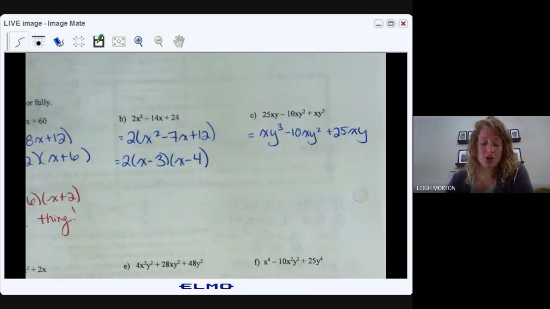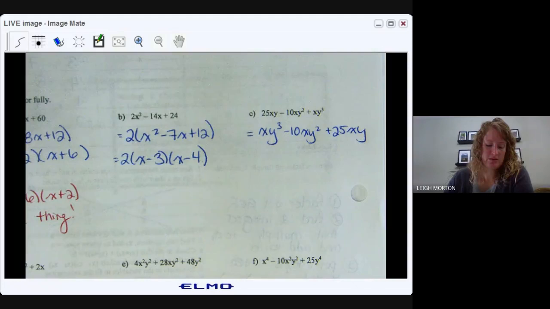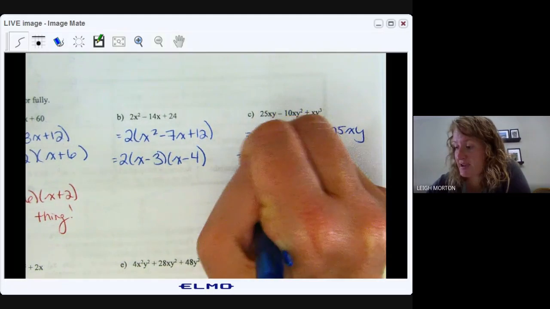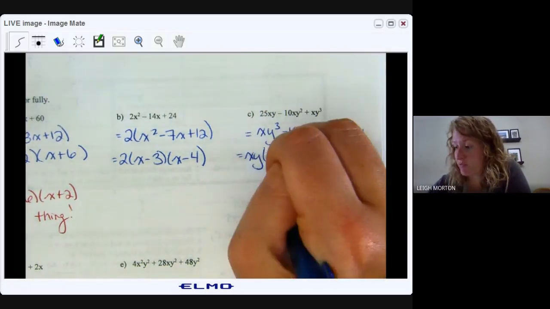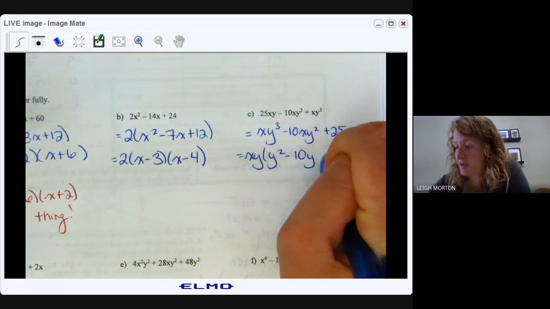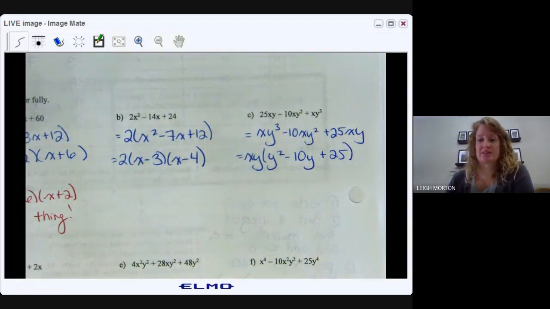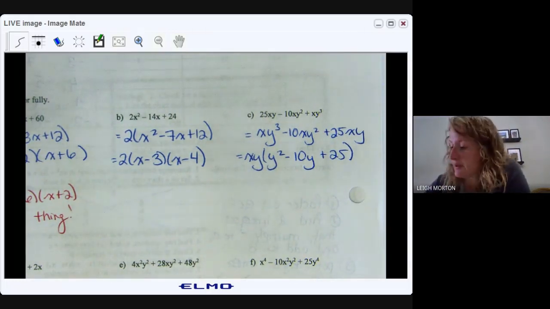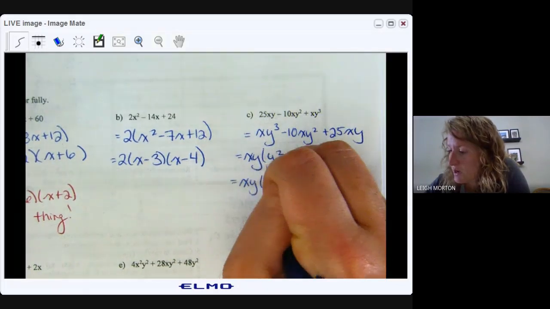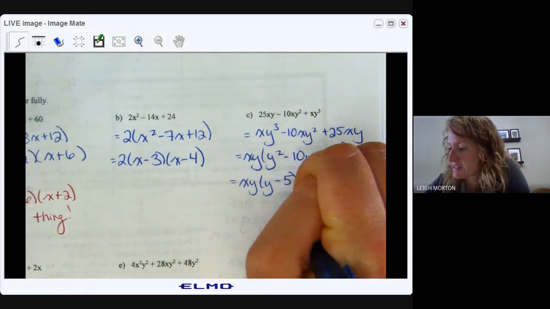Now, what is my greatest common factor? xy, good. So then that would leave xy as my factor outside the brackets, and I have y squared minus 10y plus 25 inside the brackets. Well, we can factor that. So that'd be xy times y minus 5 times y minus 5.